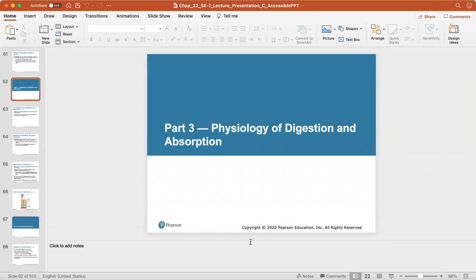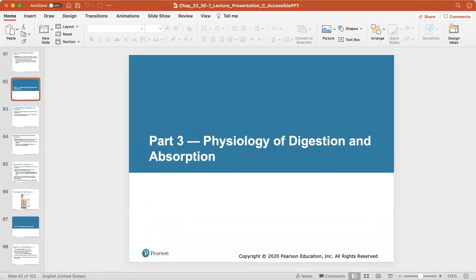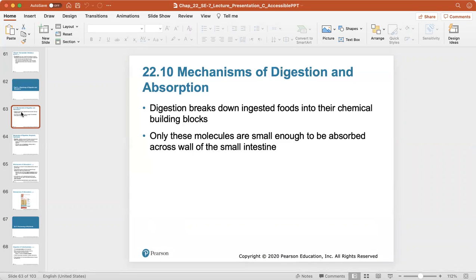So we finished with part B, and now we're going to continue with part C. Part C up until this point includes a lot of anatomy review. So we're going to pick up with part 3, where we'll look into the physiology of digestion and absorption of all the nutrients that your body takes in. I'm just going to lower this down so I can make it a little bigger here. So, mechanisms of digestion and absorption.